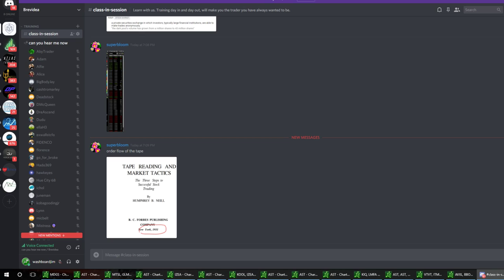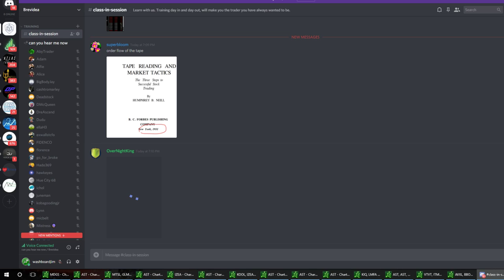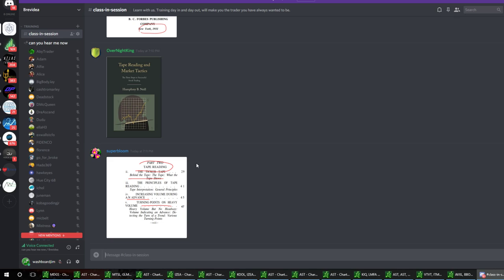You're not going to learn everything in one day, but I do want to point out where to read: part two. It's only like 50 pages. Okay. Behind the Tape, increasing volume during advance, turning points on heavy volume. I just want to point this out here. Look at the chapters, increasing volume during advance.